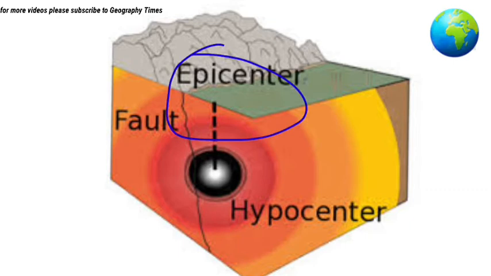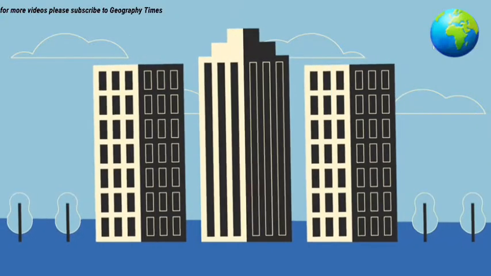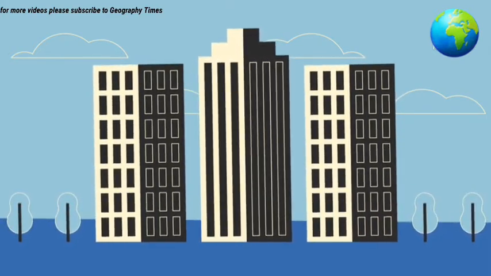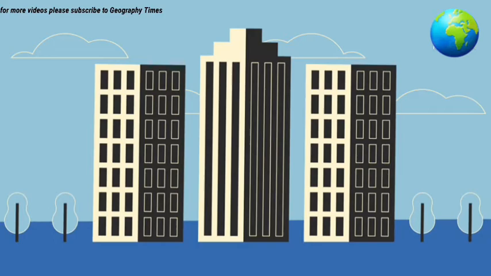Sometimes an earthquake has foreshocks. These are smaller earthquakes that happen in the same place before a larger earthquake takes place. What causes earthquakes and where do they happen?